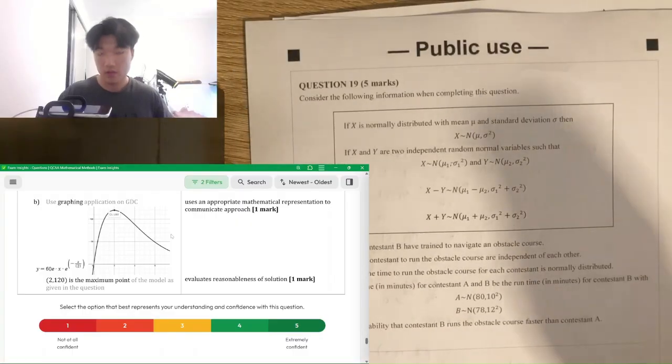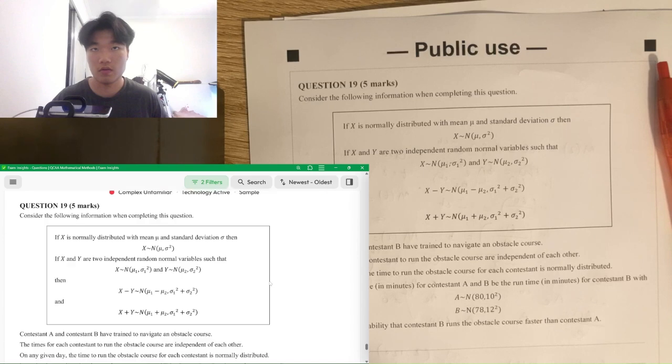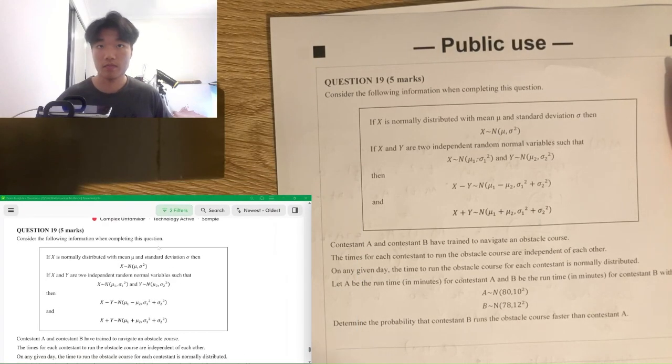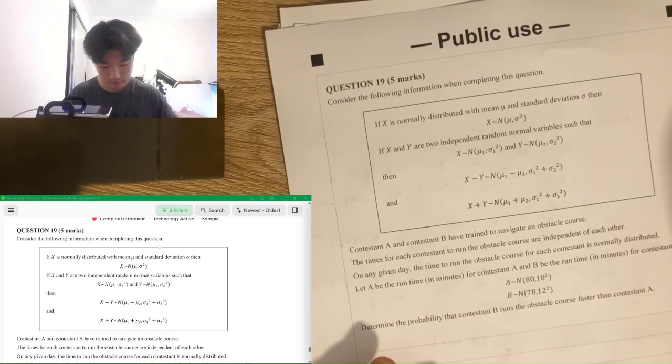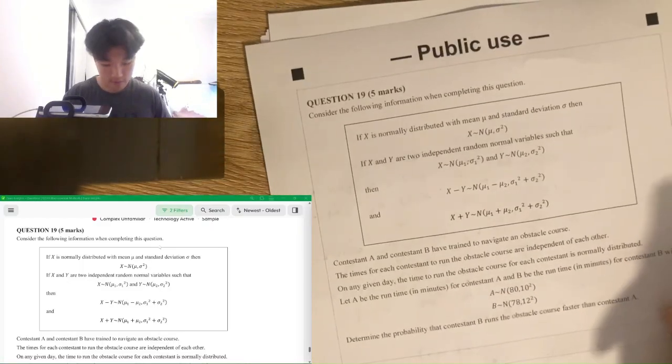Second last question. This is actually the question that my friends asked me to do. This specific question. It's a 5 mark question. We're going a bit over time here.